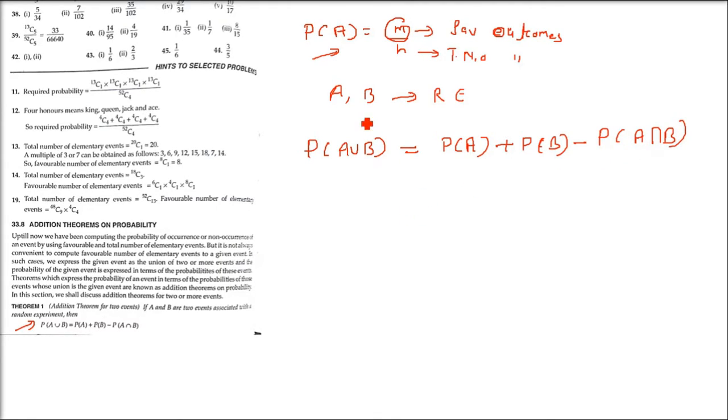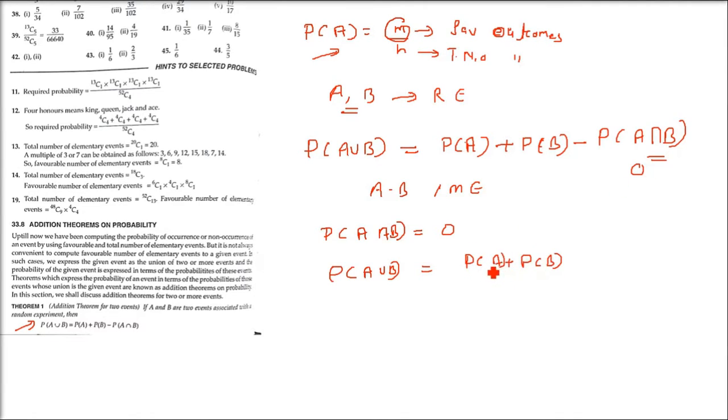If A and B are mutually exclusive, it means A will happen, B won't happen, and vice versa. So A intersection B will be 0. So for mutually exclusive events, P(A intersection B) equals 0. The formula will become P(A union B) equals, because this is 0, P(A) plus P(B).